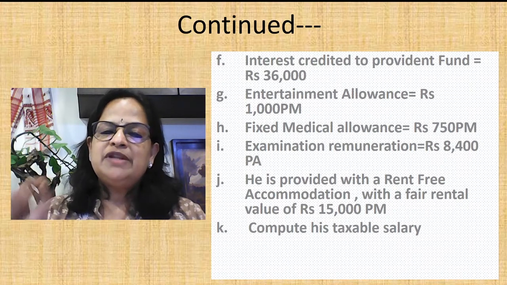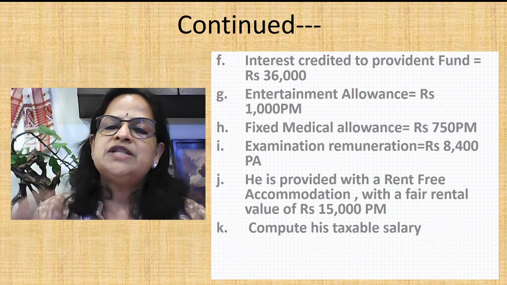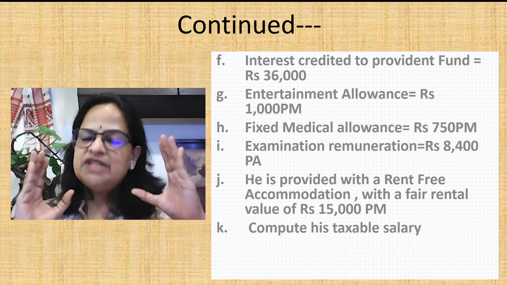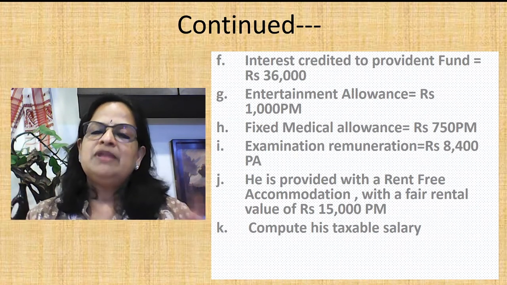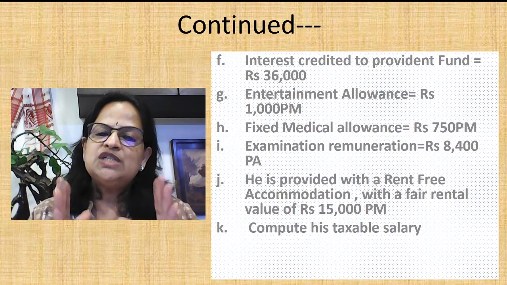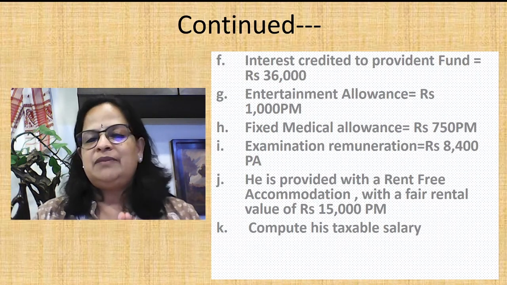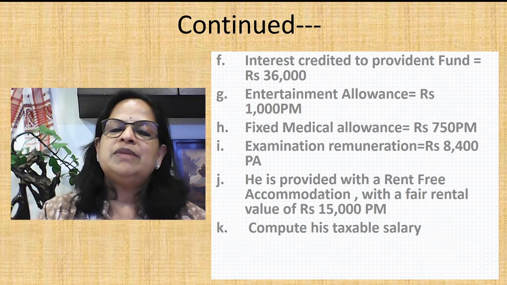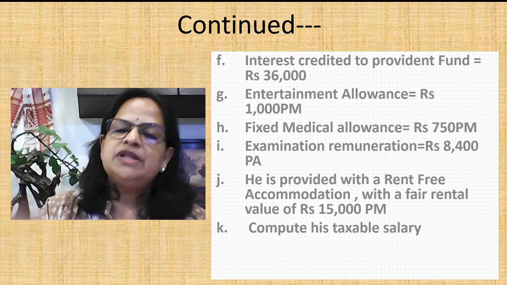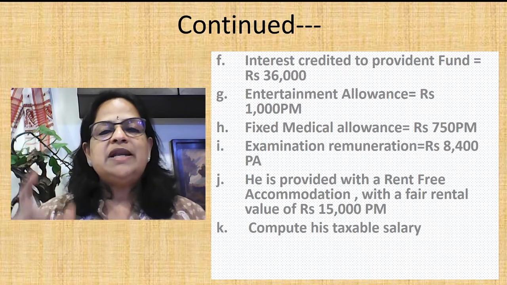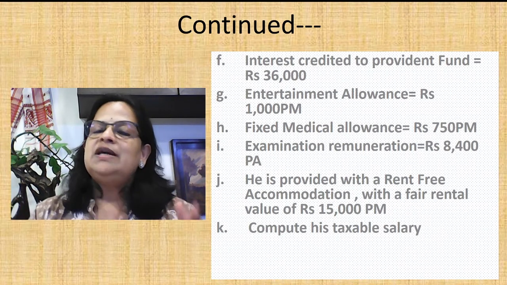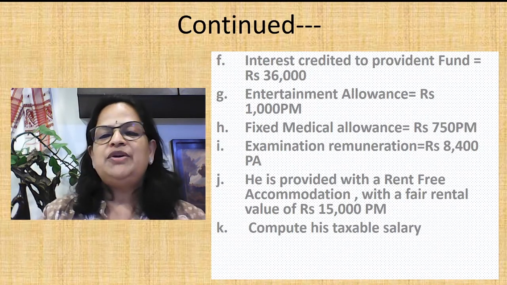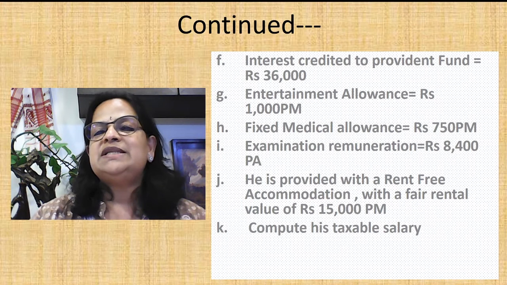He is provided with rent-free accommodation with a fair rental value of 15,000 per month. Rent-free accommodation, if it's government sector employee, you have to remember the fair rental value or the license fee fixed by the government only we will take. So here it is directly given. You don't have to calculate. 15,000 per month. So annual value will be 15,000 into 12. So that is another adjustment. Entertainment allowance, RFA, you have to remember government sector employees, different computation. Compute his taxable salary.